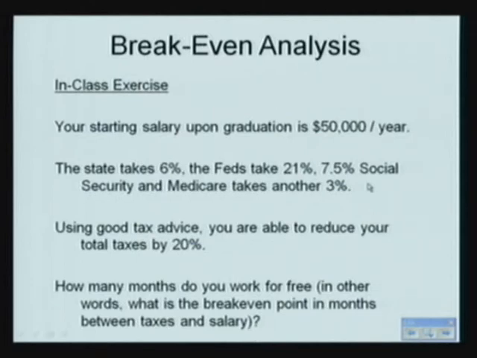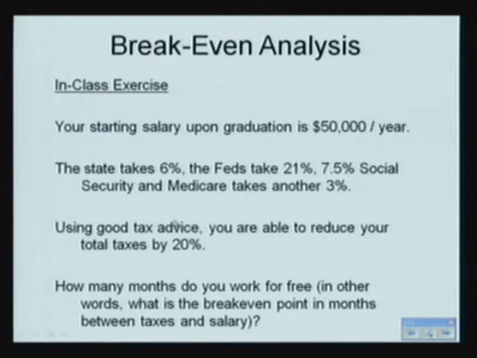Oh, here's kind of an interesting in-class exercise I usually ask people to do. You can try it on your own. If you had a starting salary upon graduation of $50,000 per year, and the state takes 6% in taxes, and the feds take 21%, and there's a 7.5% Social Security tax, and the Medicare takes another 3%.